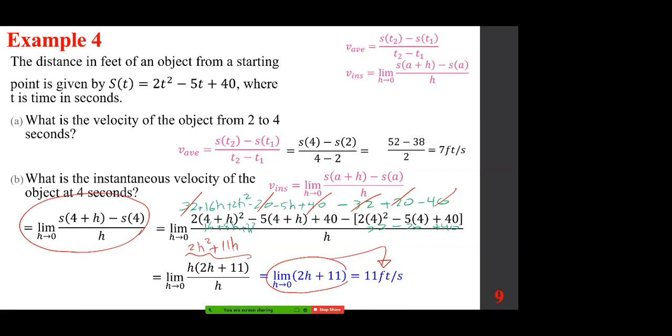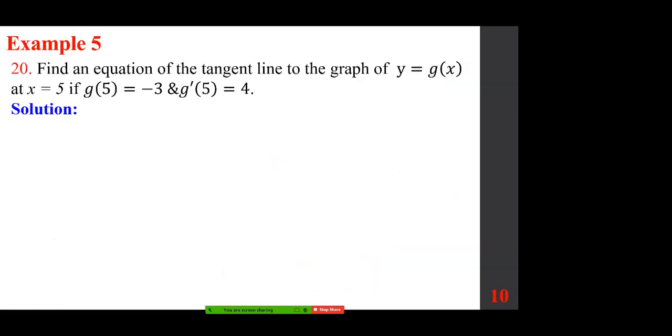Okay, so here's the next one. We want to find an equation of a tangent line to the graph of the function y equals g of x, at x equals 5. We know g of 5 is given as negative 3 and g prime of 5 is given as 4. So how do we arrive at it? Very simple. You want to come up with the equation of a tangent line. What do you need? You need a pair x comma y, and you need the slope.